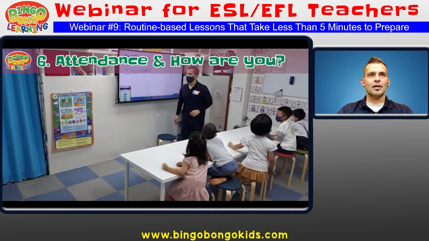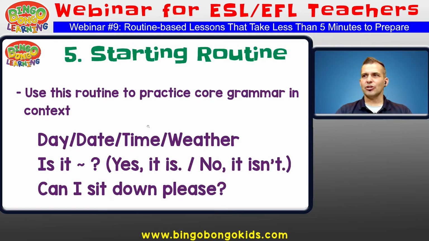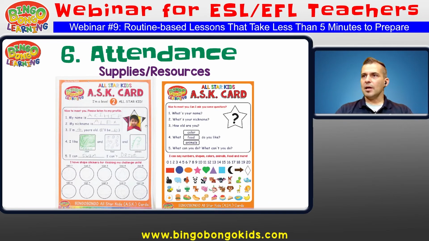All right, guys. Next we're going to take a look at attendance and how are you? These are also thrown in there to focus on be verbs and some other important things that are hard to learn through worksheets or textbooks. So I'm going to use the ask cards. Bingo Bongo Learning has these All-Star Kids profile cards. The front has the kid's profile, and after each unit they get to throw a sticker on here. The back has the questions, and also a bunch of core vocab that we can refer to throughout the year.